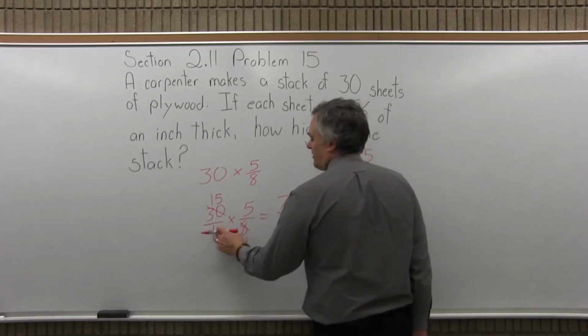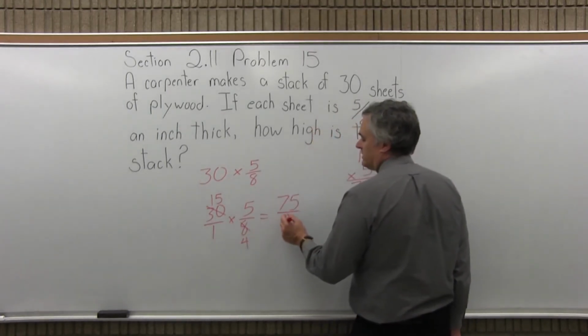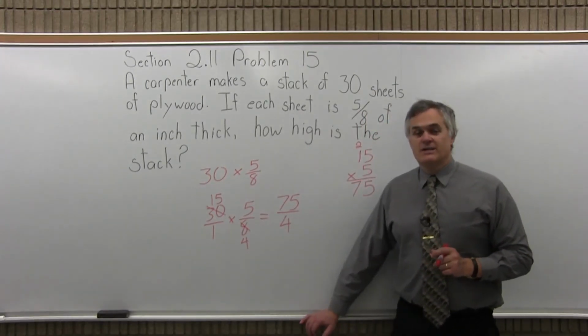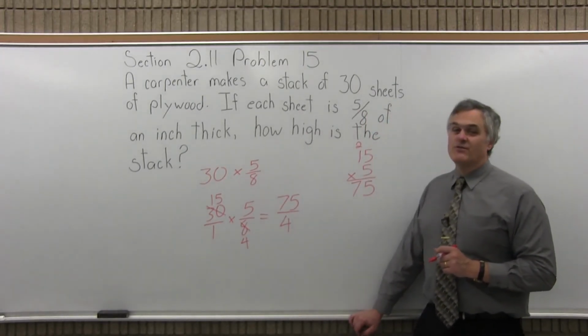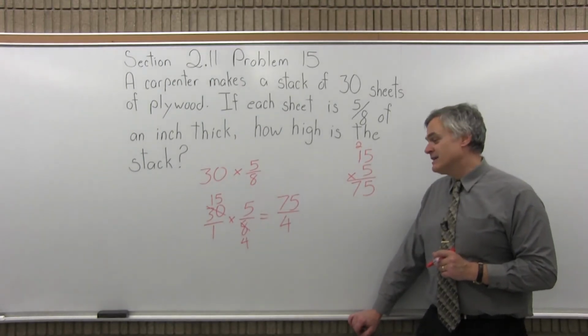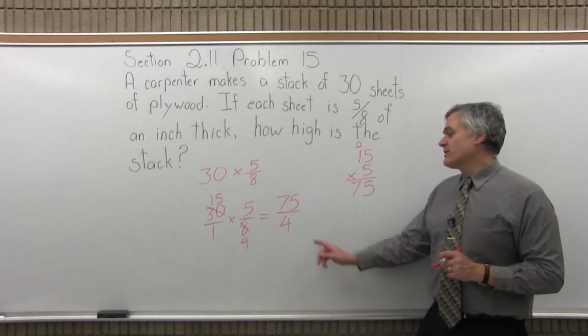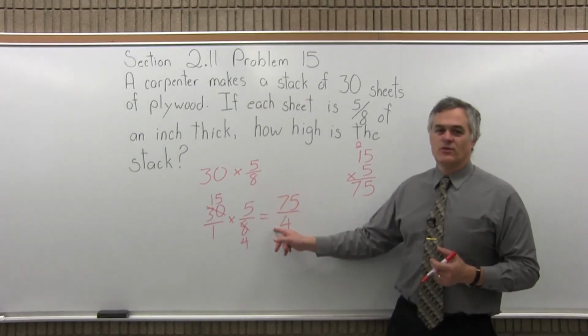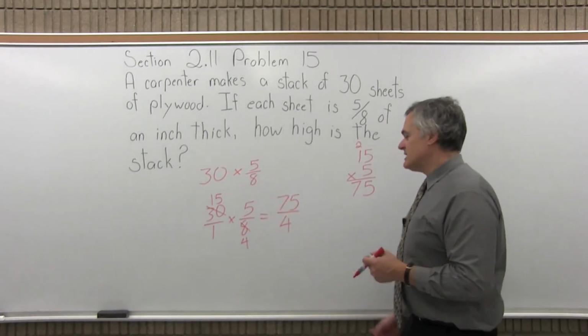Multiply the denominators, 1 times 4. 1 times 4 is 4. So the answer, how high is the stack of plywood, is 75 over 4. And that is the answer. But for a problem like this, it would look much nicer if we converted the 75 over 4 to a mixed number, which is easy enough to do.